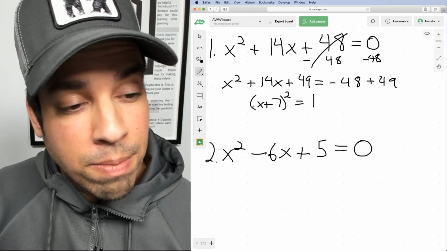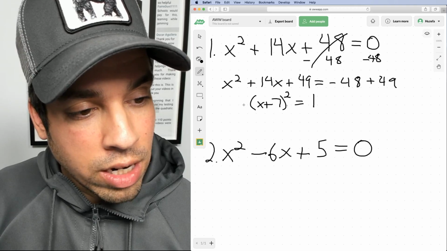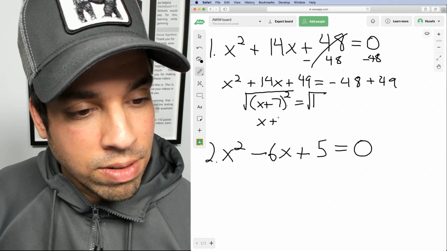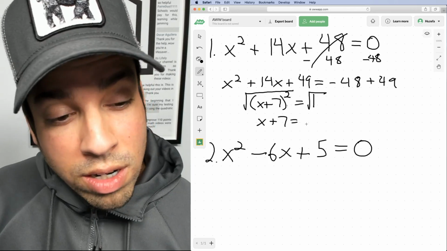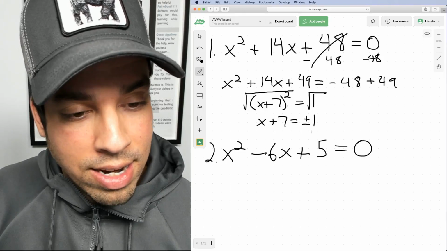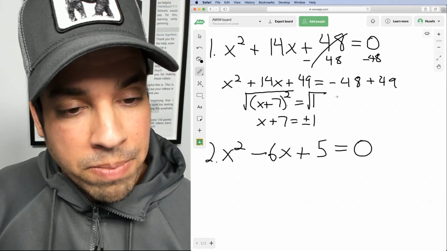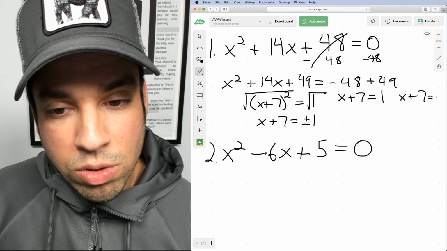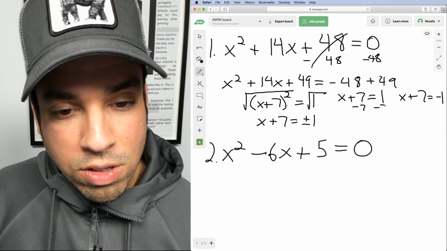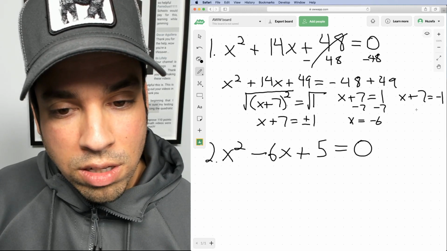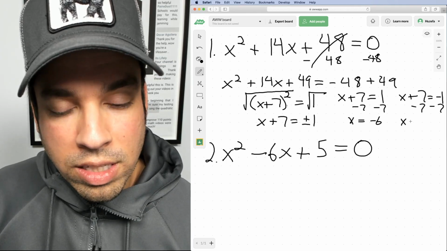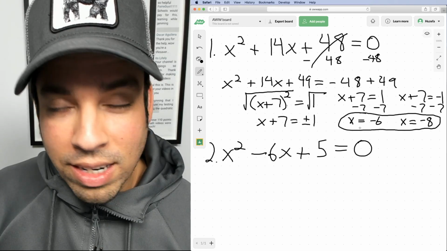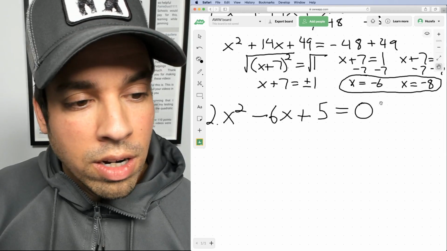The next step is, look, I've got a nice square here. How do I undo that? Well, I can take the square root of both sides. The square root of this is just x plus 7. The square root of 1 is not only 1, but it's actually plus or minus 1. It's both 1 and negative 1. Now I've got two equations: x plus 7 equals positive 1, and x plus 7 equals negative 1. Now I can solve by subtracting 7: x equals negative 6. Subtracting 7: x equals negative 8. These are my two solutions, x equals negative 6 and x equals negative 8.